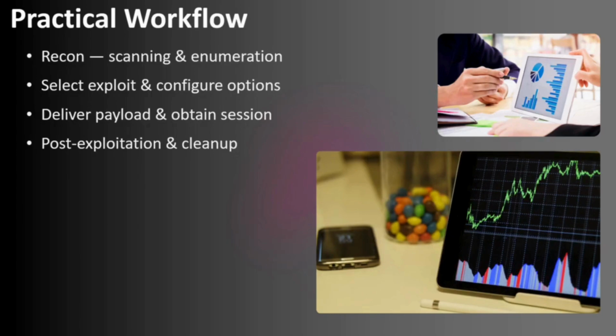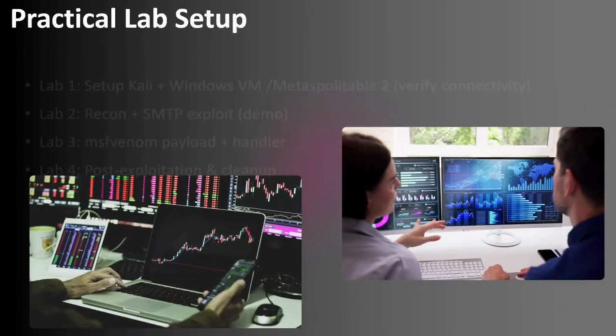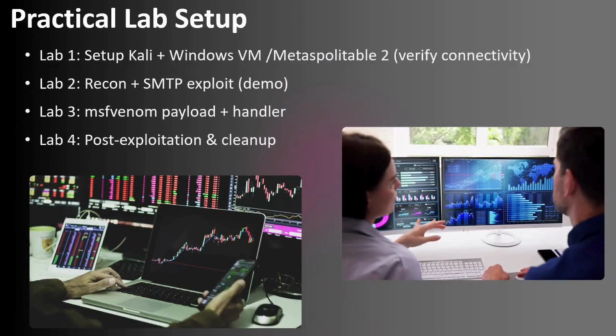Now let me show you how this looks practically. As we discussed previously, you need to set up Kali, a Windows VM or a Metasploitable VM. In this lab you are going to use SMTP for the exploitation, and then an msfvenom payload with the multi/handler to exploit the target, and then the final steps will be post exploitation and cleanup.